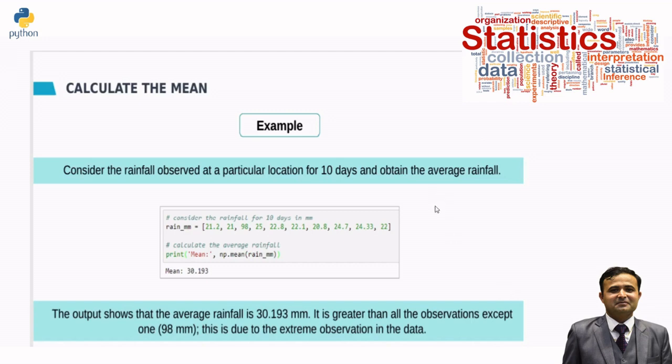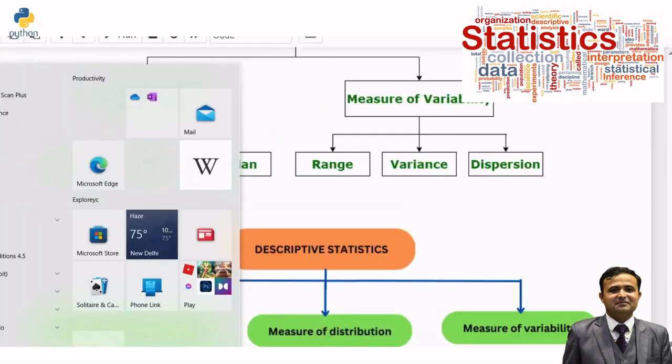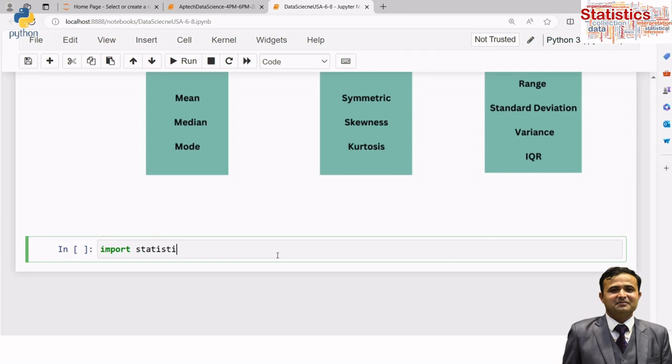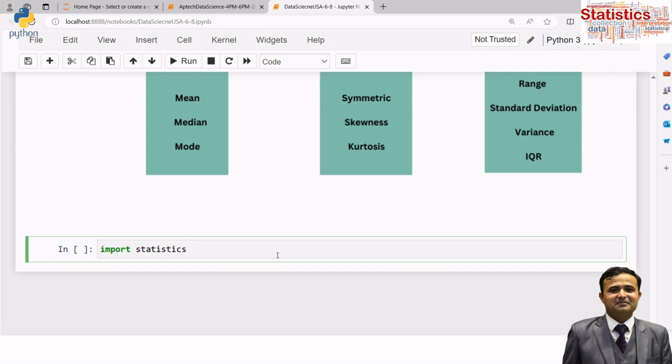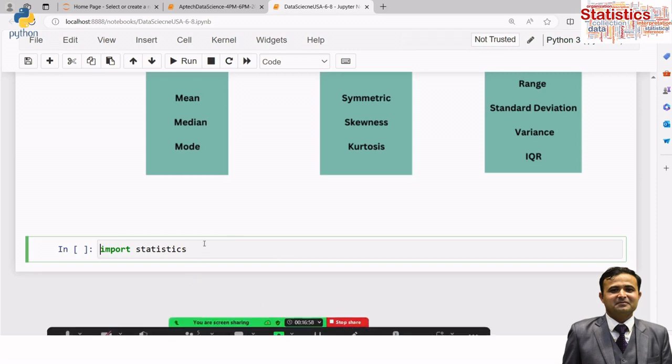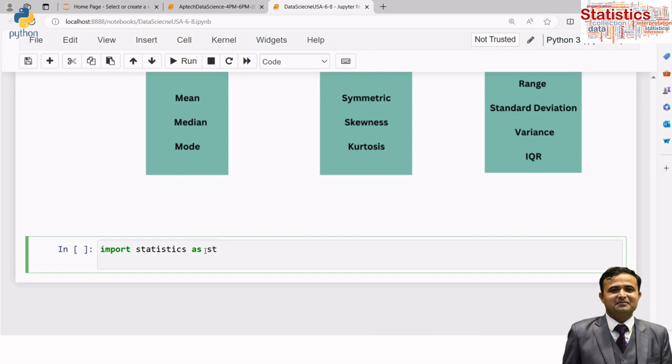So firstly, I want to create the basic statistics we can perform with so many libraries. But if we are talking about descriptive statistics, we have a basic library, this statistics. After that, we will also find it out with the help of NumPy. So import statistics as st. st is a small name, or alias name, for statistics.